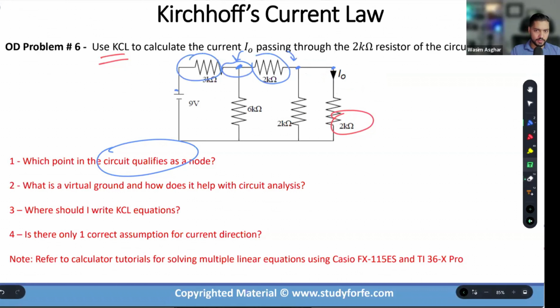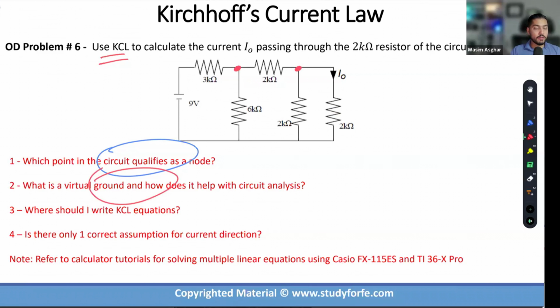If there's a circuit element, whether it's a resistor, a current source or a voltage source, it basically creates a new node. So what we need to do is write KCL at these 2 points. The other important step is that you have to classify a reference point through a virtual ground.